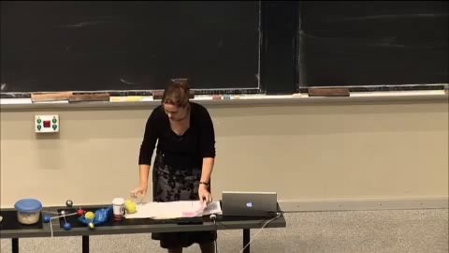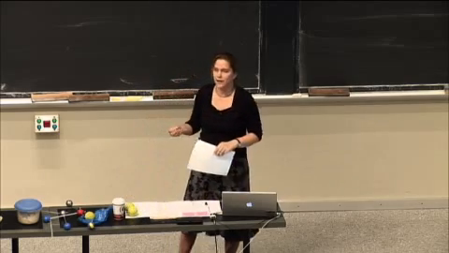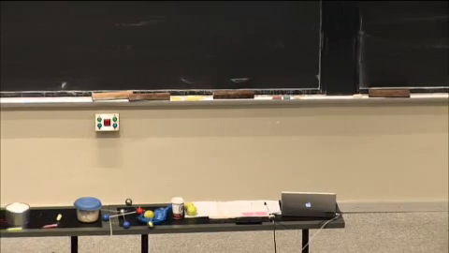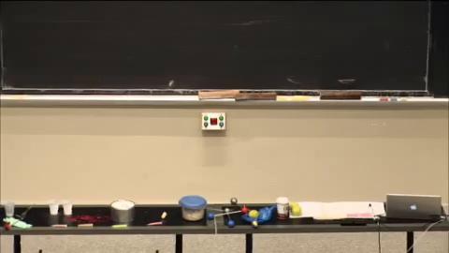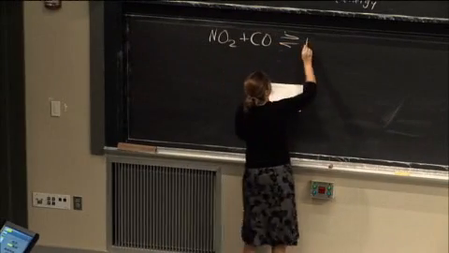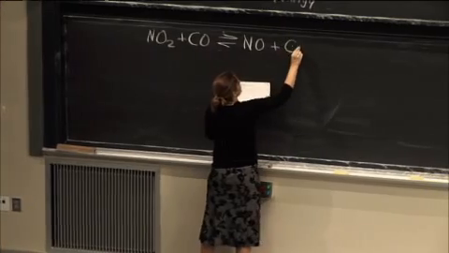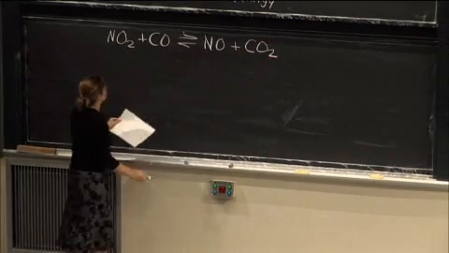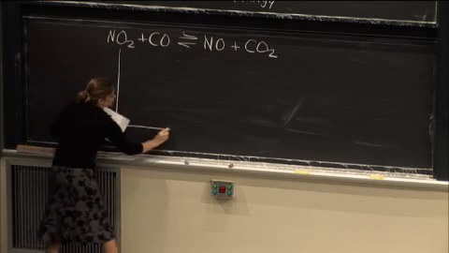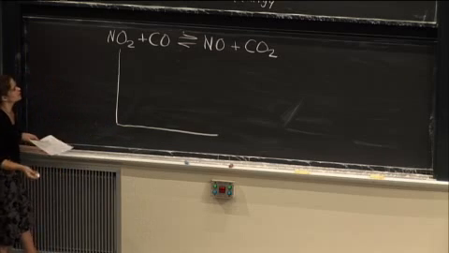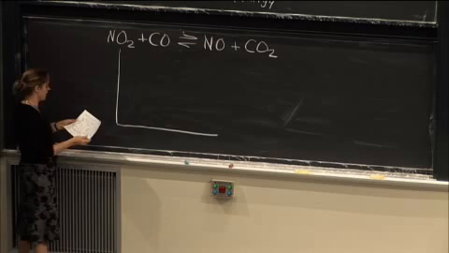All right. So let's talk about this activation energy barrier and these activated complexes. So in this example, you have NO2 plus CO, and they can come together and form NO plus CO2. And that's going to take some amount of energy to react. And so I'm drawing something that's called an activation energy diagram.